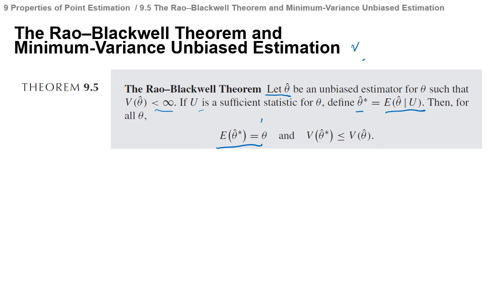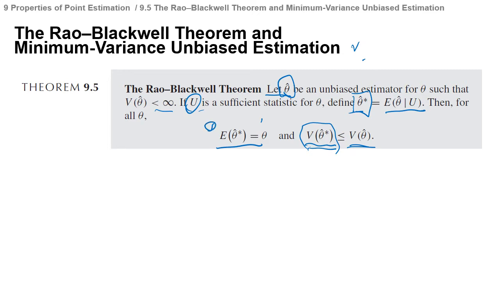So what it says is that if you have an unbiased estimator zeta hat, and if you know the sufficient statistic U, and you define a new estimator zeta hat star as the conditional expectation of zeta hat given U, then you are going to have lower variance. So your new proposed statistic, zeta hat star, will have lower variance than the original statistic, zeta hat. Okay, so let's prove this theorem.